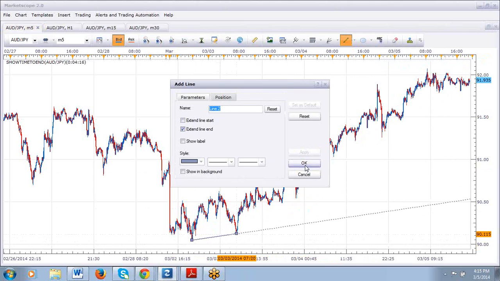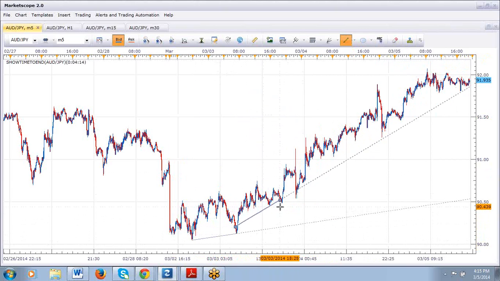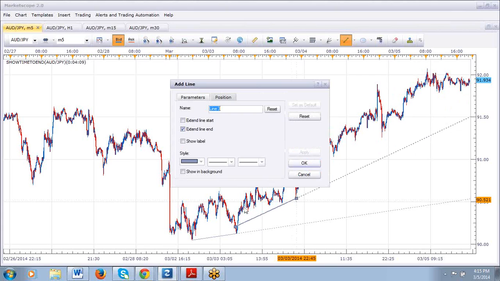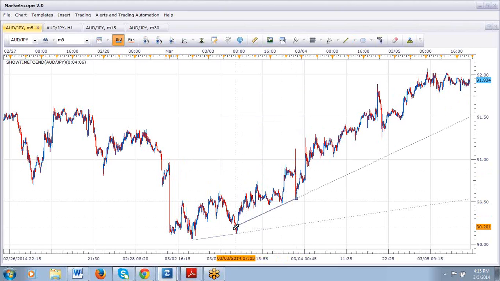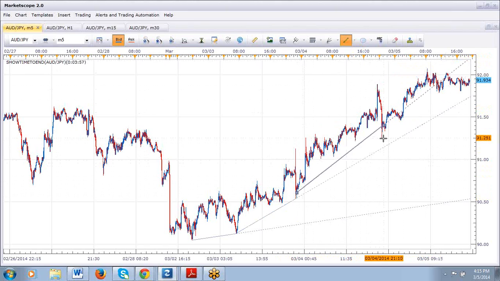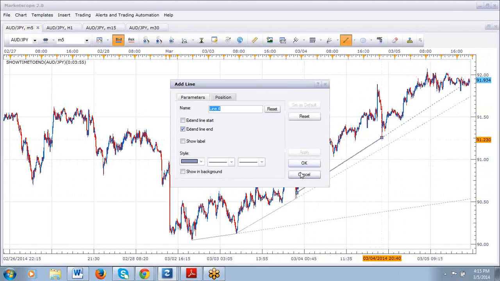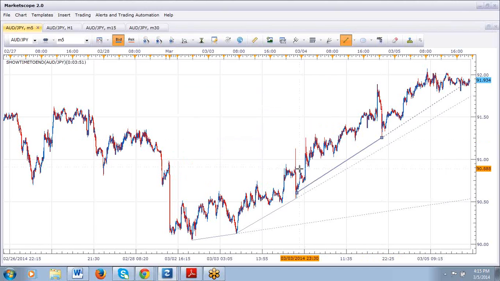Yeah, you have your primary uptrend, you have your secondary, pretty much. Okay, let me clean it up. Then you have your tertiary. If we put it through there, then cancel. Then you are absolutely right. That one has been broken.